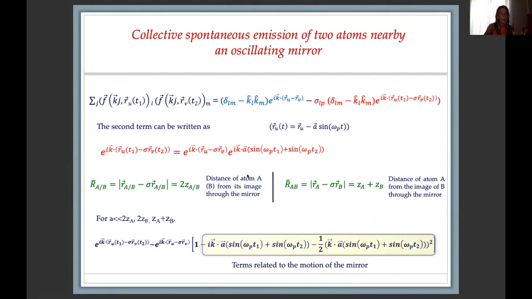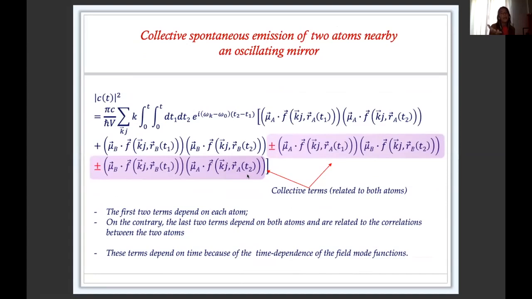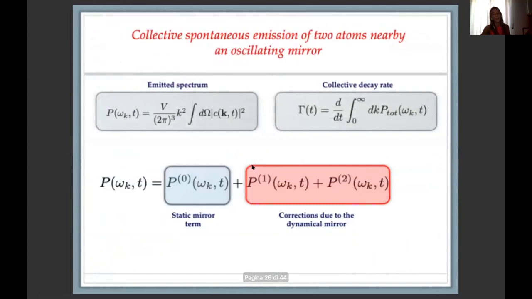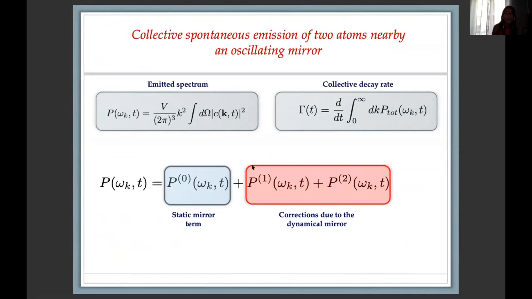If we consider this series expansion and introduce it in this expression and perform the time integrals and then the angular integration, we find after some calculation the expression for the emitted spectrum of our system, and then we can obtain the collective decay rate for our two-atom system. The expression of the emitted spectrum, which is very general, valid for any generic geometric configuration of our two atoms, is given by two terms. The first term is the usual one obtained in the static mirror case, while the second term describes the correction due to the dynamical mirror.